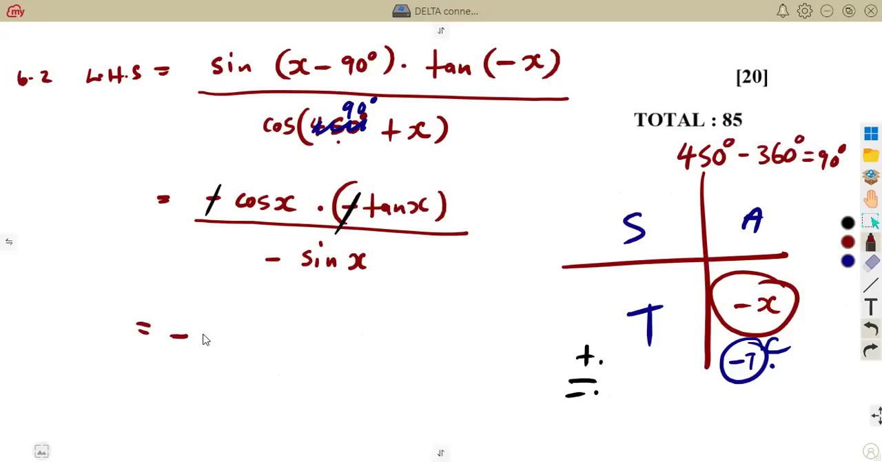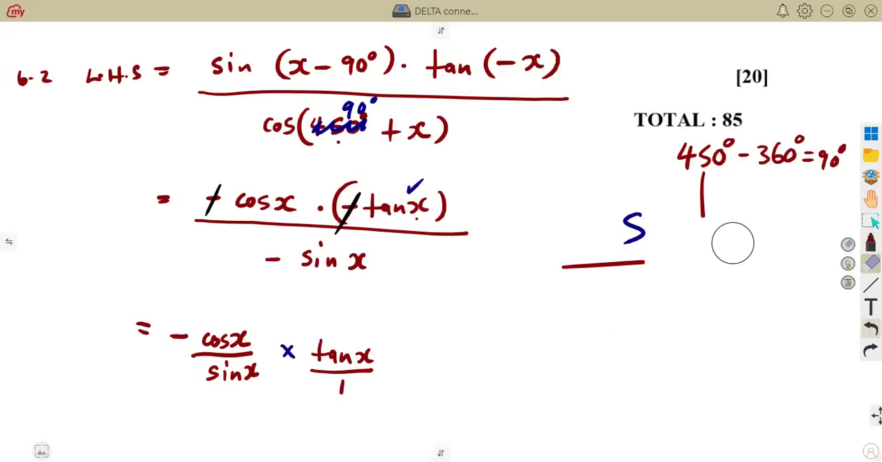No, let's just leave it like that. Cos over sine, with a negative: minus cos of x over the sine of x. But here there is a tan that we have under a multiplication. So we are going to multiply by our tan of x over 1. Tan of x is just like tan of x over 1.